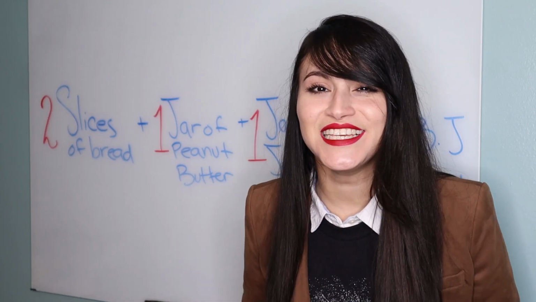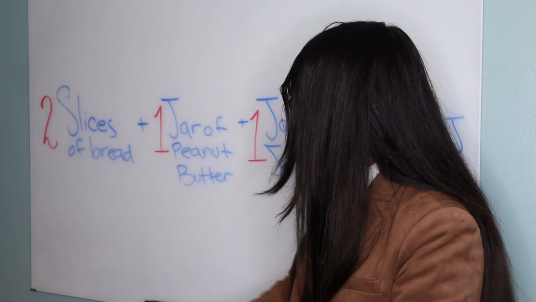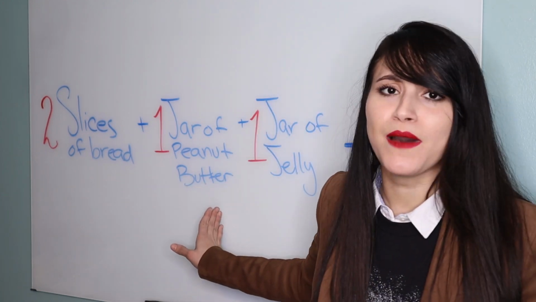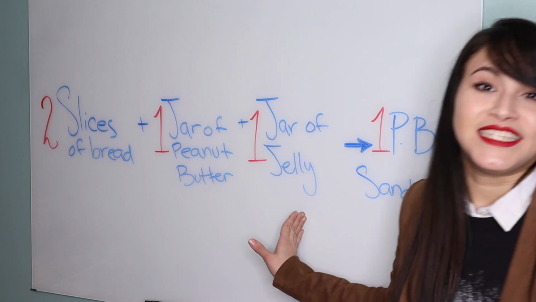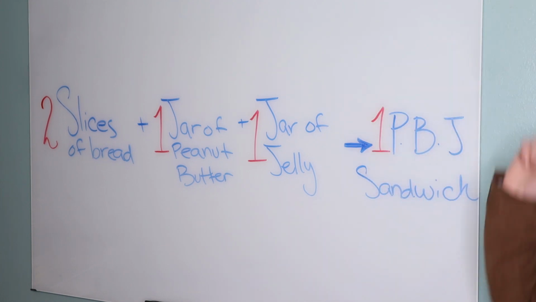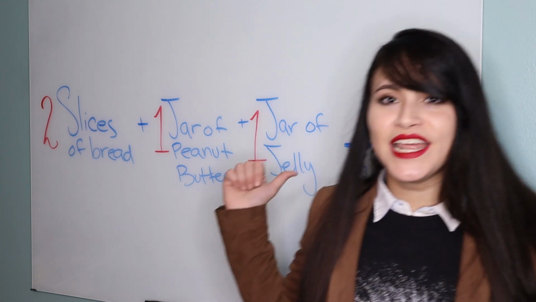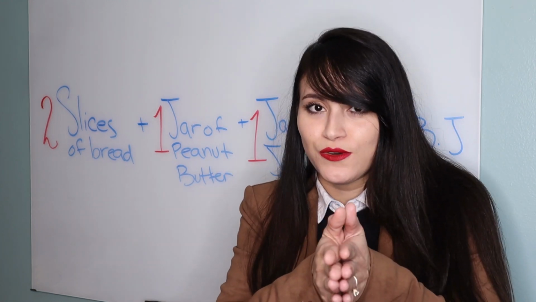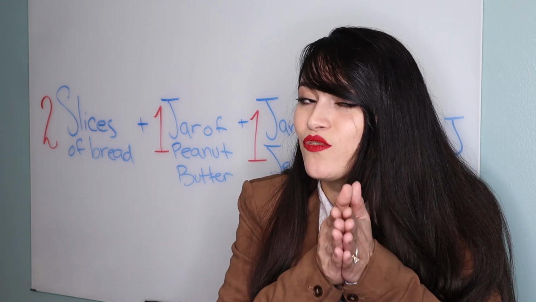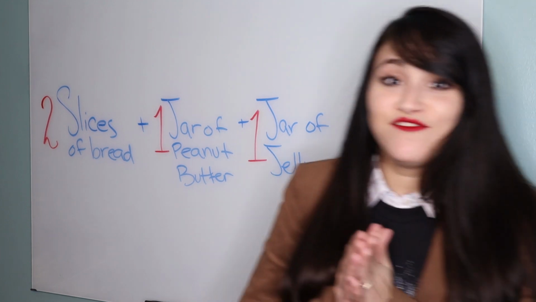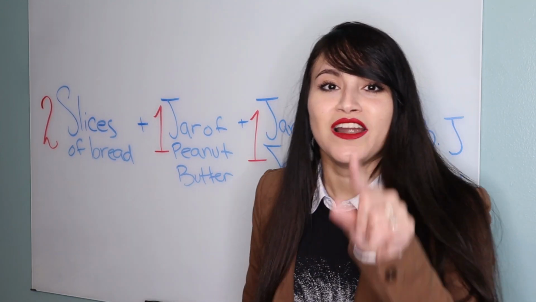Alright guys, so I've written this reaction on the board where we have 2 slices of bread reacting with 1 jar of peanut butter and 1 jar of jelly to produce 1 peanut butter jelly sandwich. And looking at this reaction, I ask you, which one is the limiting reactant? Think about it for a second. If you said 2 slices of bread, you are correct.